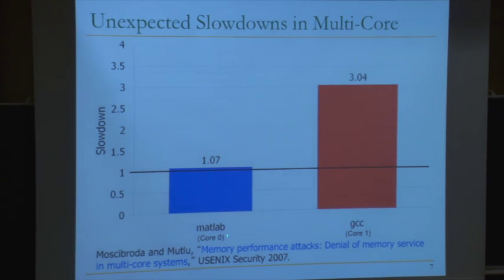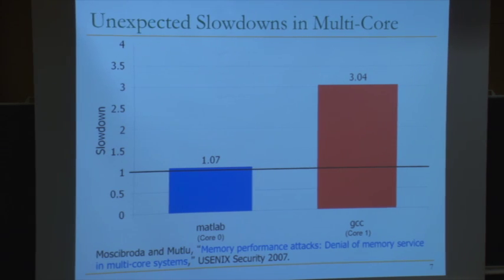So this is a study that we did. You have two programs, MATLAB and GCC, and you run them together on this 2-core chip, and we measured the slowdown each program experienced compared to when it's run alone on the same chip. So instead of using 2 cores, you use only 1 core to run MATLAB. And when it's run with GCC together on 2 cores, MATLAB slows down by 7%. So when you're running GCC next to it, MATLAB doesn't get affected that much, right? Which is probably good for MATLAB. But GCC gets affected terribly. It slows down by 3x, 3.04 times, compared to when it's run alone on the same system.